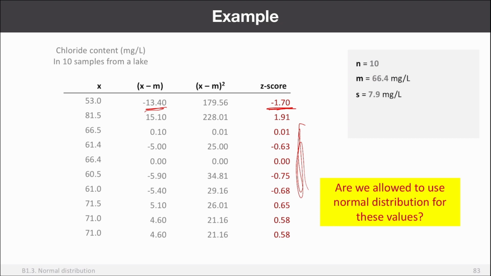We need something that will tell us, are we allowed to use the normal distribution? Do these values indeed look like they came from a normally distributed population? So we need additional tools that will make a quality check of our data values and tell us, are we allowed to use the parametric approach here? Are we allowed to use the normal distribution here? Or do we have to switch to a non-parametric description? And that's exactly what we are going to talk about in the next video.